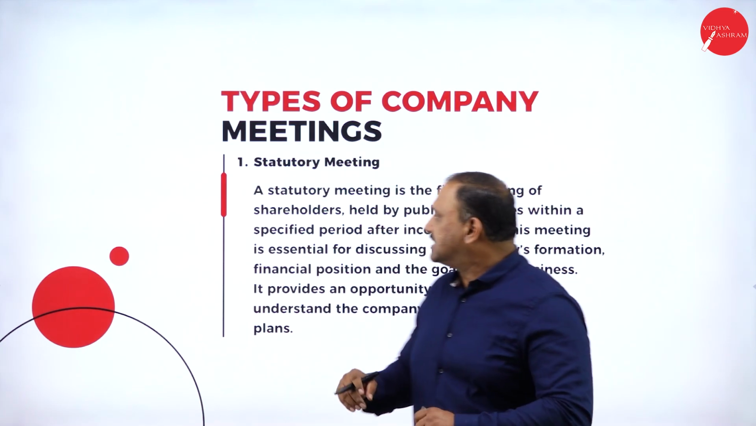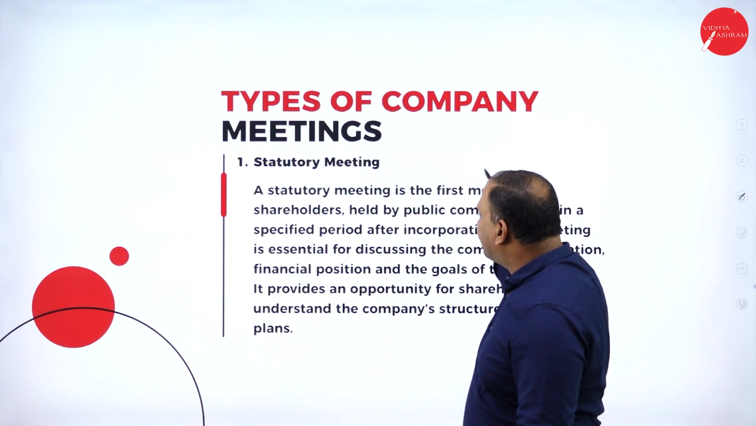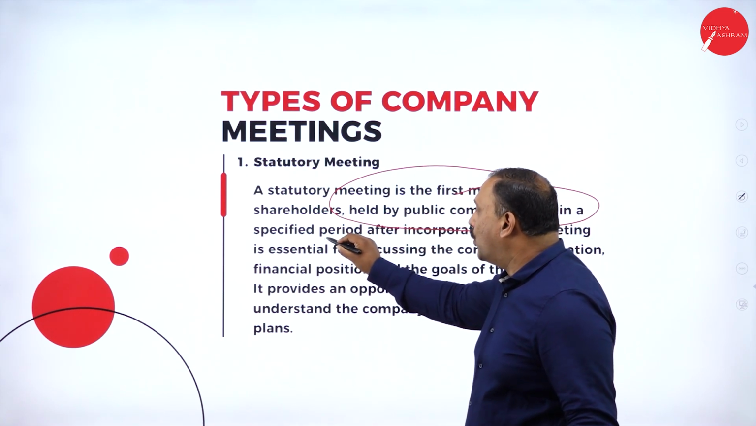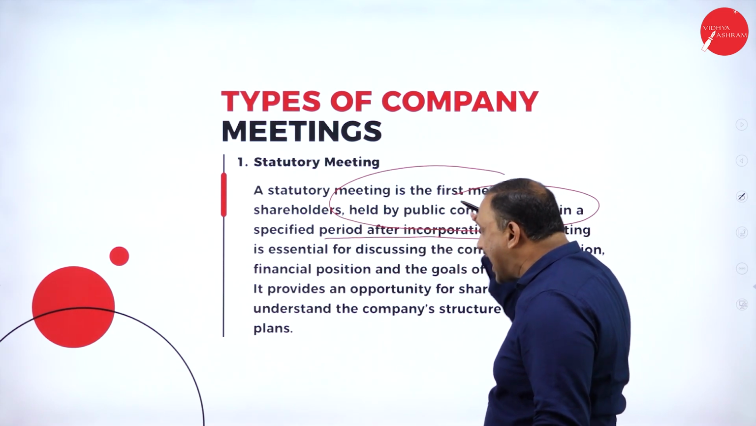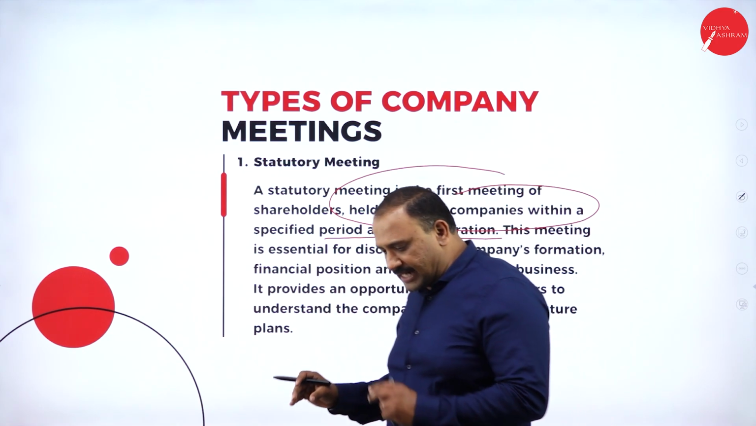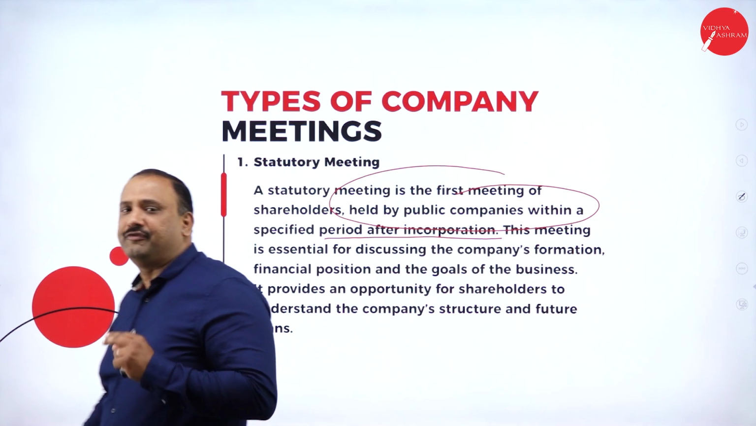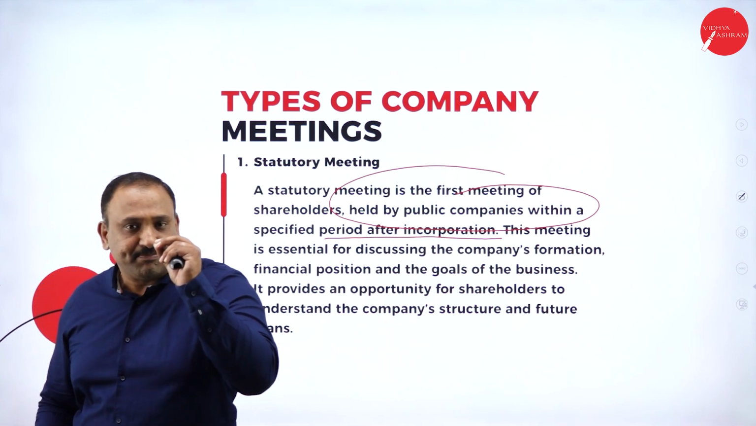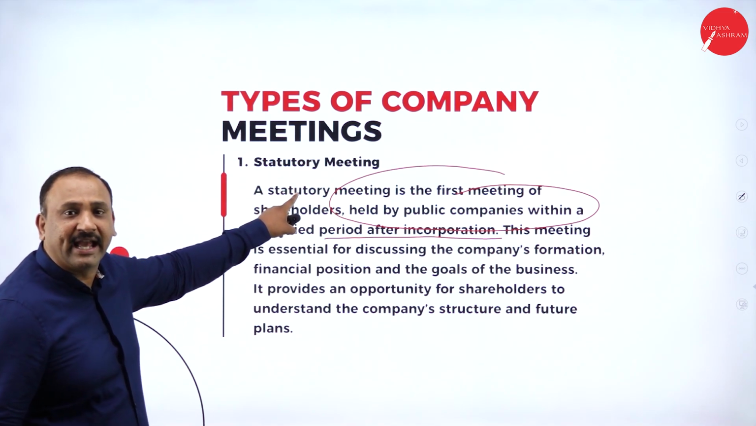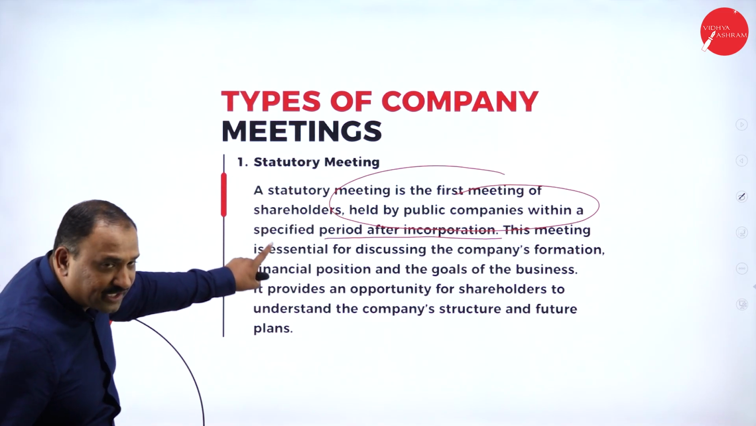The word itself says that a statutory meeting is the first meeting with the shareholders held by public companies within a specific period of time after the incorporation. So now what happens is that within that 1 year of incorporation, it is mandatory for the organization to conduct a meeting, and that's what we call the statutory meeting.